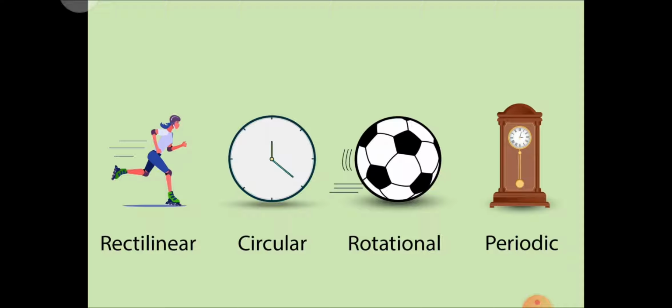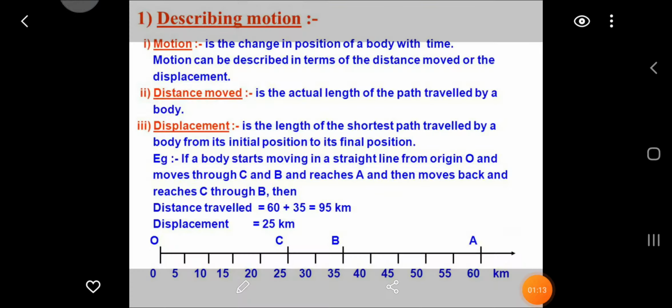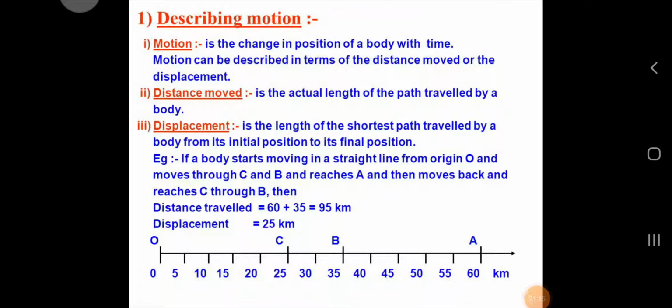Now, how can we describe motion? Motion is the change in position of a body with time. Motion can be described in terms of the distance moved or the displacement. We can describe motion as the distance moved or distance covered, or the displacement.